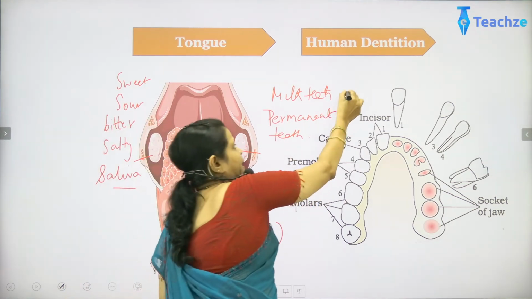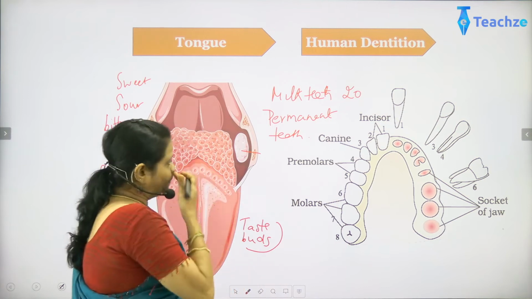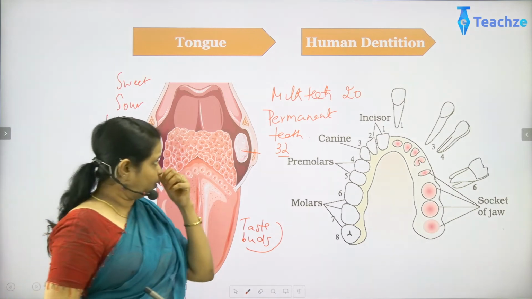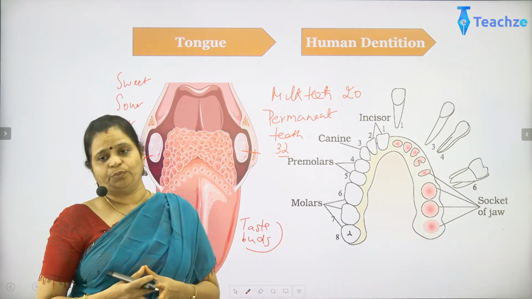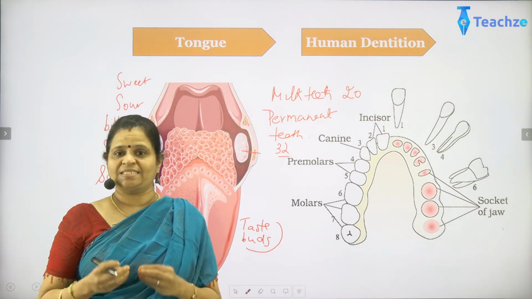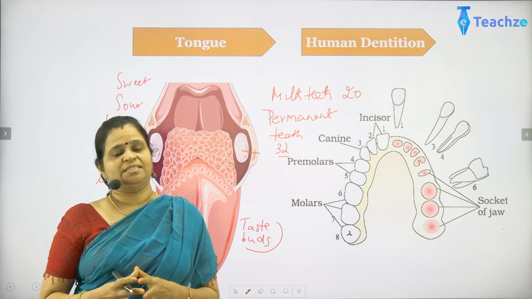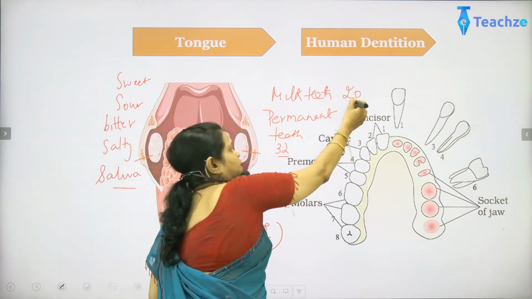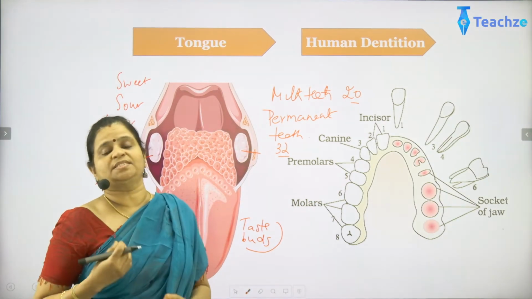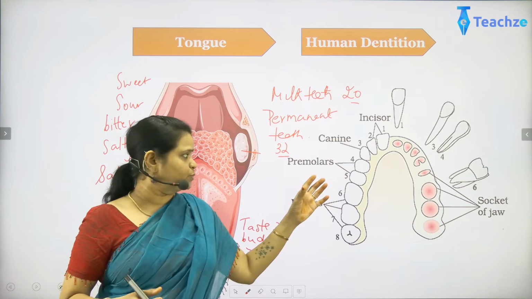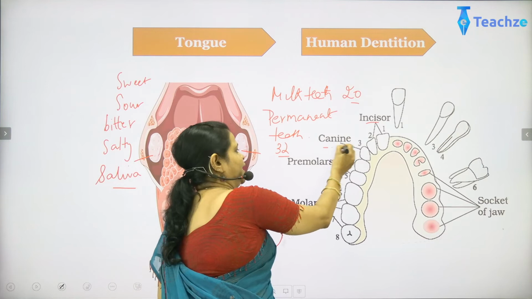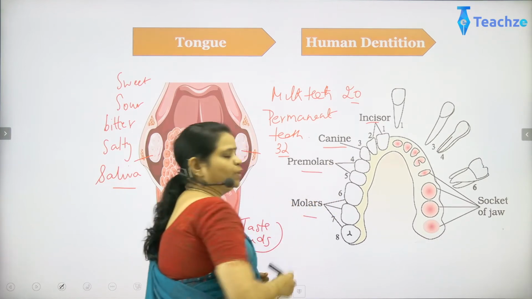Milk teeth are 20 in number and permanent teeth are 32 in number. How do we know it's 32 and how do we know it's 20? Because in milk teeth the premolars are fewer in number and the molars are generally absent. So dentition is 20 here and 32 here. As you see in the diagram, we have different types of teeth in our mouth. What are the different types of teeth here? We have the incisors, the canines, the premolars and the molars.